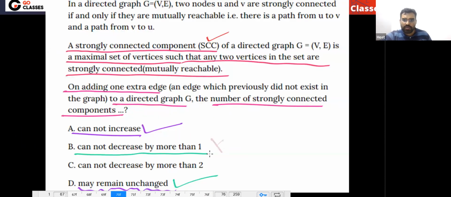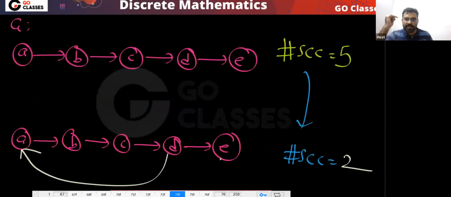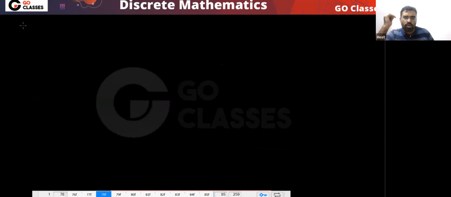So it cannot decrease by more than 1? No, it can. Cannot decrease by more than 2? It can. Basically, it can go up to any number. Is this clear to everyone? Please tell me.